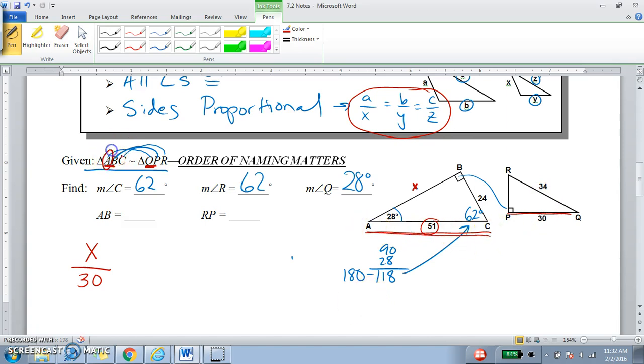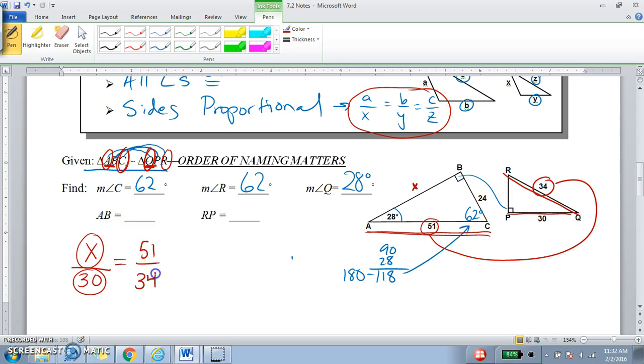Well, A is the first letter, C is the last letter, Q is the first, R is the last. So AC would match up with QR. QR is right here, and I do have the number for that one. I have 34. So since we went from the big triangle to the small triangle, we're going to set this equal to another pair of corresponding sides, 51 and 34.